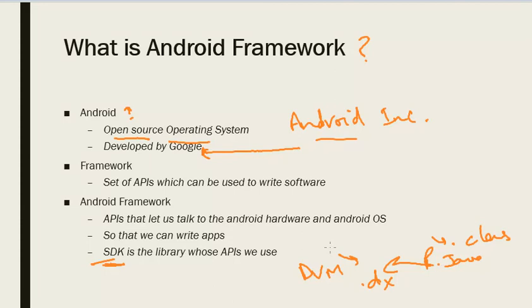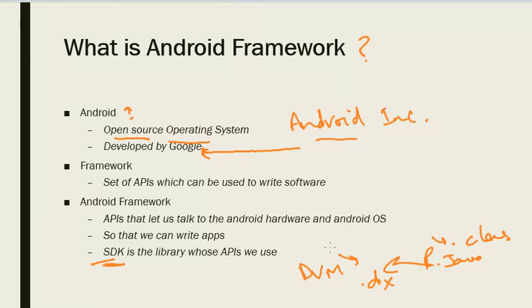It's just a set of APIs, application programming interfaces, or libraries, which we can use to write software. And these APIs and libraries help our app to communicate with the Android operating system and the Android hardware. And then, as I said, it's based on the Dalvik virtual machine, which creates the .dex file and, at the end, the .apk file, which is the kind of executable file, like in the case of other applications, Java, C++, or C Sharp, on other platforms. But we will, of course, talk about that in some other question.